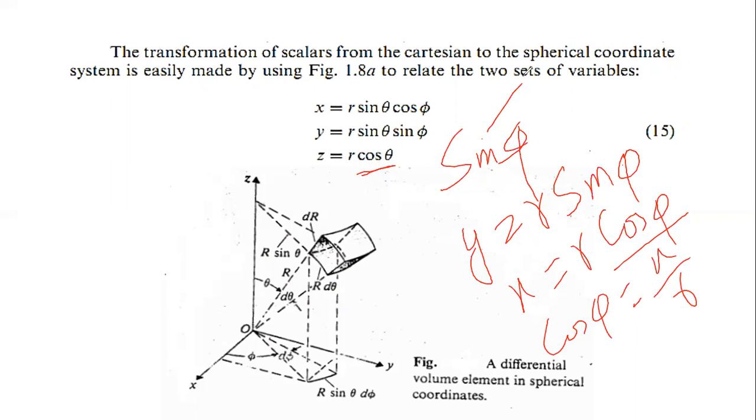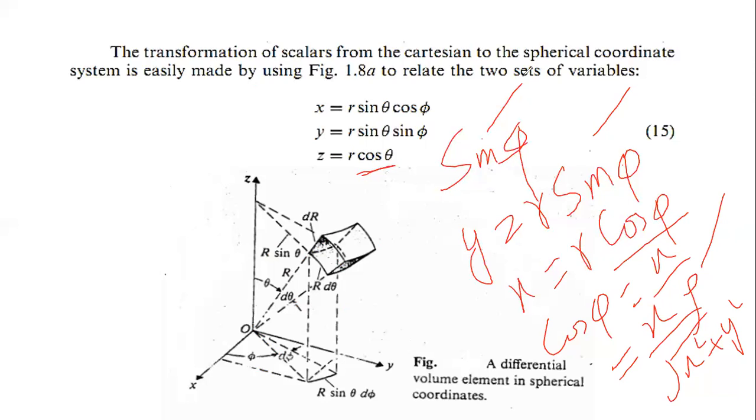But in cylindrical coordinate system, x divided by rho. We know that rho is equal to under root x square plus y square. So cos of phi will be equal to x divided by under root x square plus y square, whereas sin of phi will be equal to y divided by under root x square plus y square.